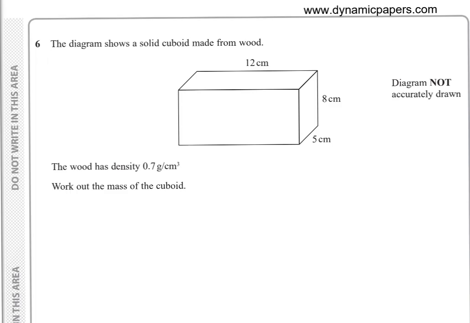Number 6, the diagram shows a solid cuboid made from wood. The wood has density 0.7 gram per centimeter cube. Work out the mass of the cuboid. Mass equals volume times density. So we have density, so we need to find the volume. Volume of cuboid, length times width times height. So 5 times 8 times 12. So 480 centimeter cube.